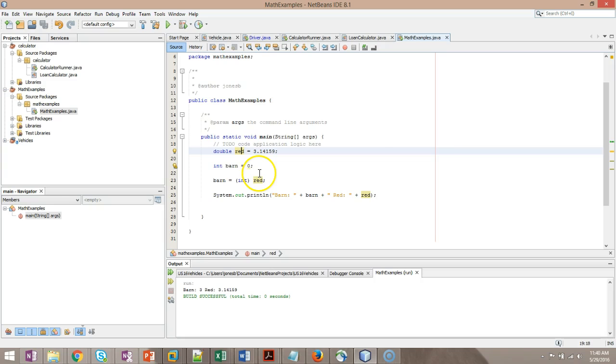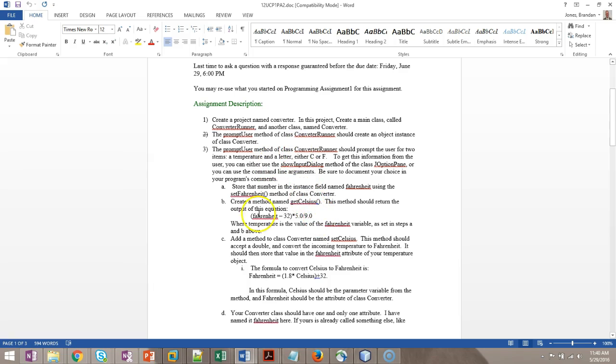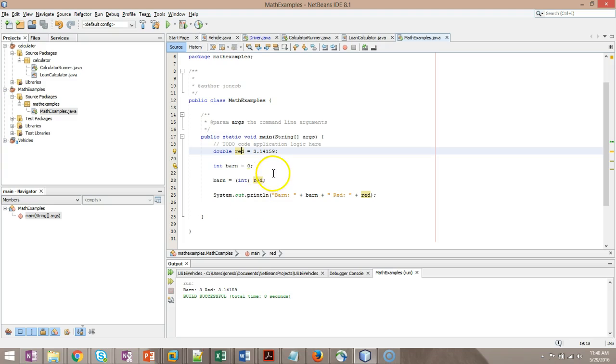Okay, now with that being said, let me go back to our assignment 2. And assignment 2 has the conversion of Fahrenheit to Celsius. Now, I happen to know that 40 degrees Fahrenheit is about 4.4 degrees Celsius.